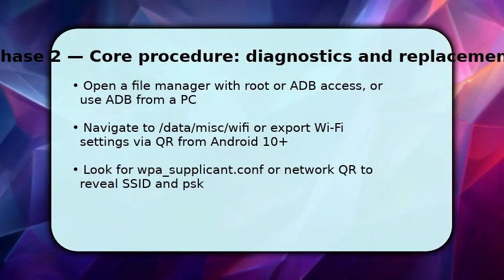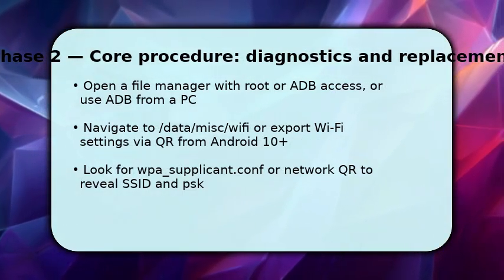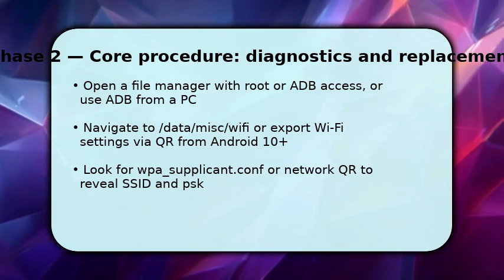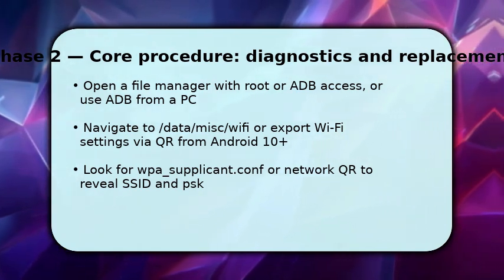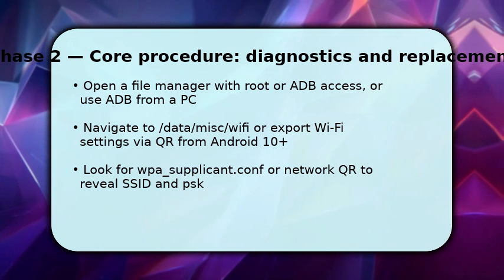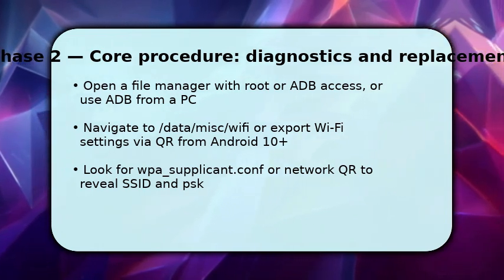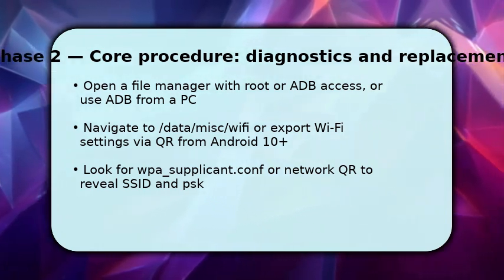Next, you locate the saved Wi-Fi configuration that stores the password. If you have root, use a file manager to open /data/misc/Wi-Fi and find WPA supplicant.Conf. It lists SSID and PSK values.